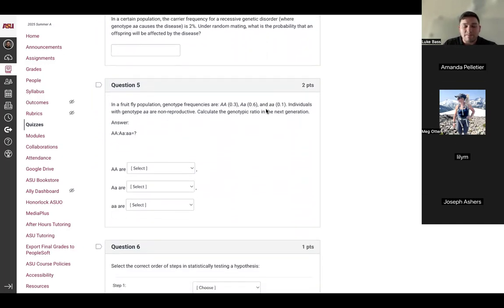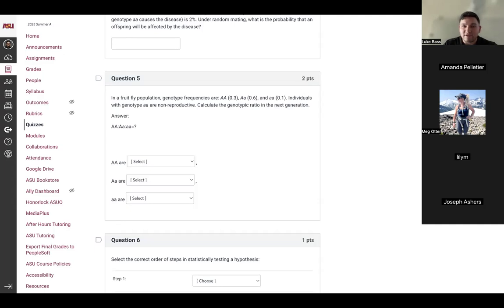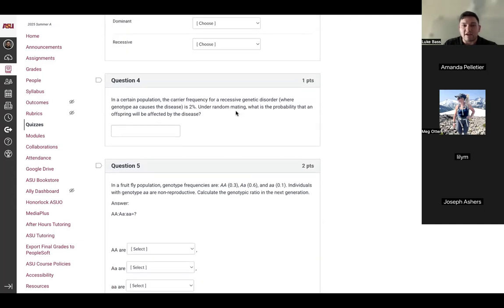And then here on question five, or actually, we can stay on question four too. Lily, if you had any specific questions on where to start with the random mating part? Yeah, I'm a little confused on how to begin. I thought I did do the math right, and I asked a TA, and they're also confused.